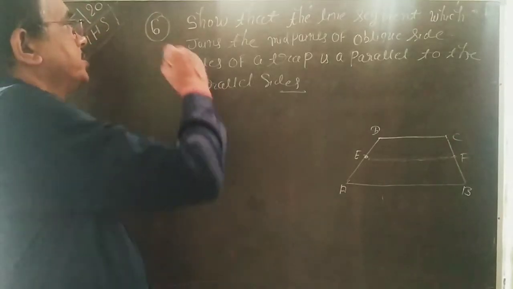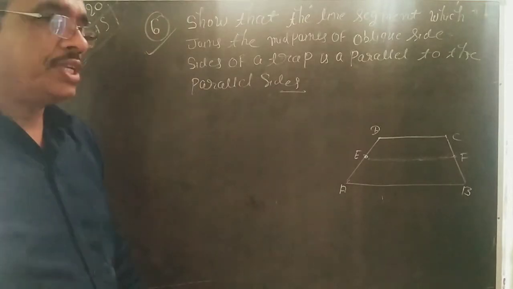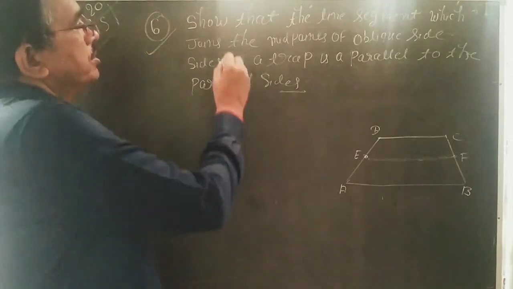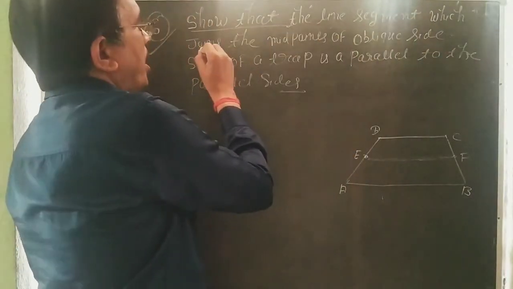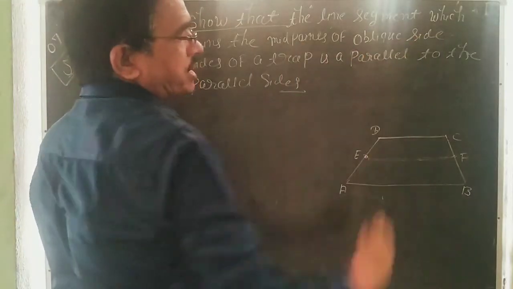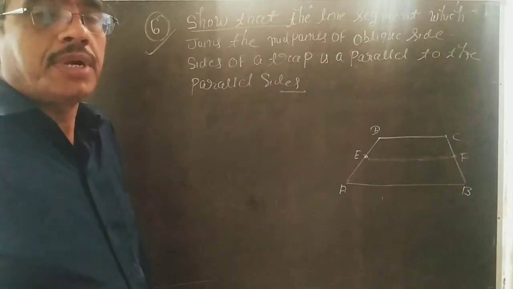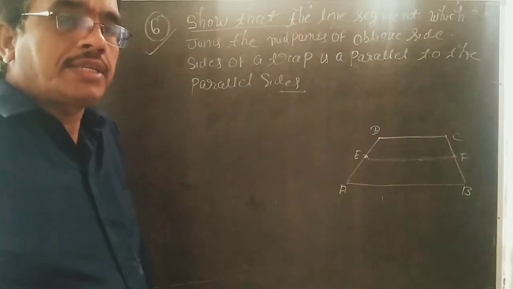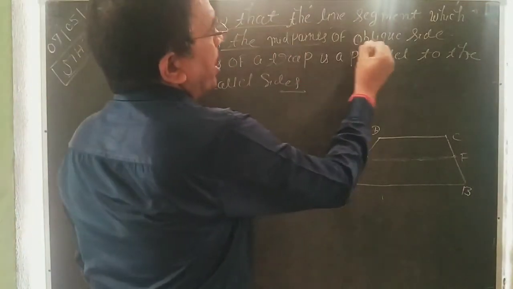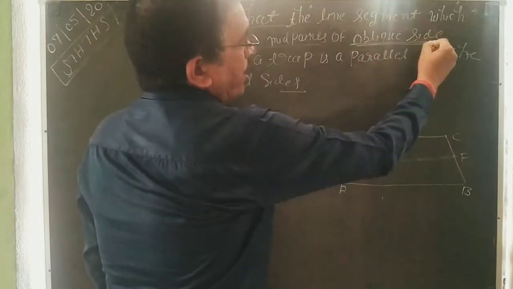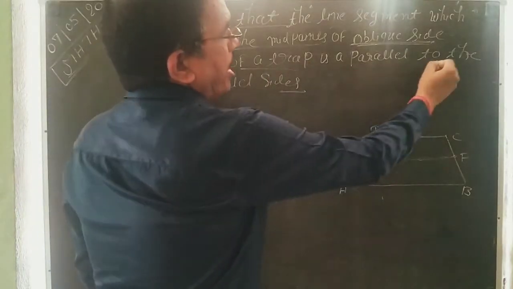See exercise 7, question number 6. Very important question of this exercise. Dear student, in this question given that, show that the line segment which joins the midpoint of oblique sides of a trapezium is parallel to the parallel sides. Oblique sides of a trapezium are the non-parallel sides of the trapezium. The other name of non-parallel sides of a trapezium is also oblique sides. So here is the question, join the midpoints of oblique sides.